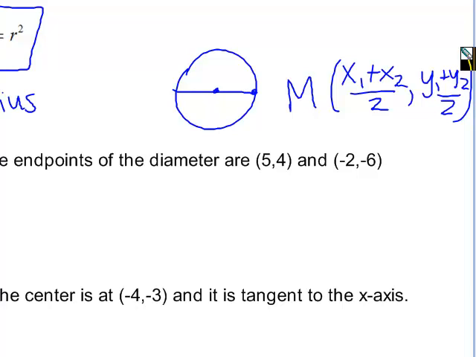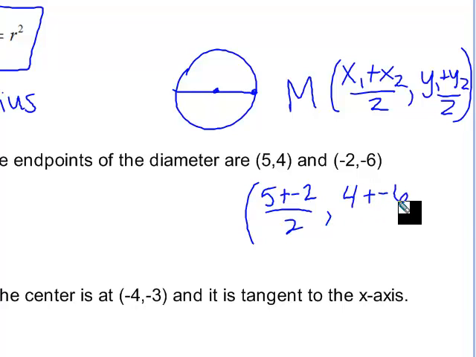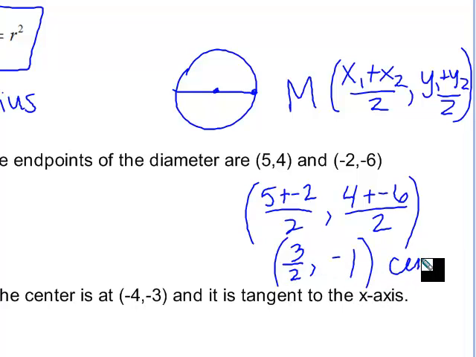Okay, so if I want to find the midpoint here, in hopes to find the center, my x points are 5 and -2, so I would do 5 plus -2, and then I want to divide that by 2. My two y points are 4 and -6, so 4 plus -6, and I want to divide that by 2. So 5 plus -2, what's that? 3, so this becomes 3 halves. 4 plus -6? -2, so we have -2 over 2 becomes -1. So that is our center. There we go. We have the center of (3/2, -1).